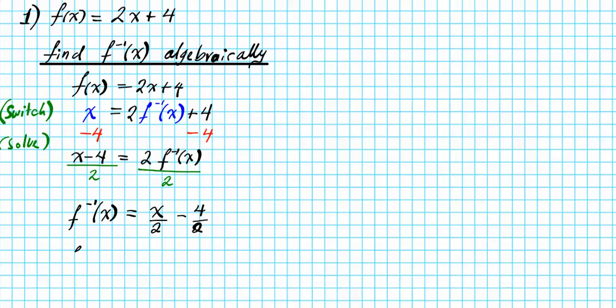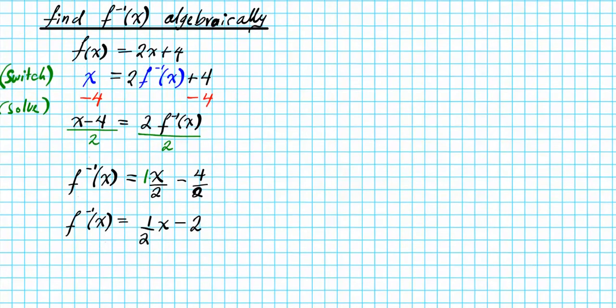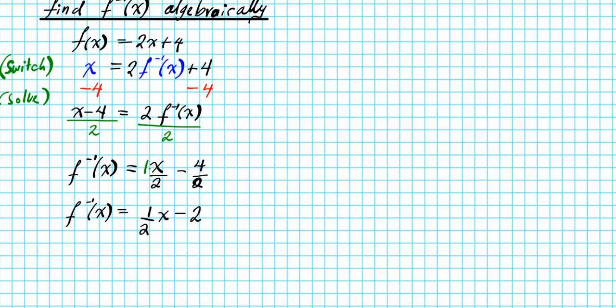Okay, so let me simplify it a little bit further so you can understand where I'm going. So we have f inverse of x equals, now the multiplicative identity is 1, so we have a 1 up here. So we can write x over 2 as 1 over 2 x. X over 2 is the same thing as 1 over 2 x. 4 divided by 2 is just 2. So this is the inverse function that we are supposed to find, the inverse of f of x.